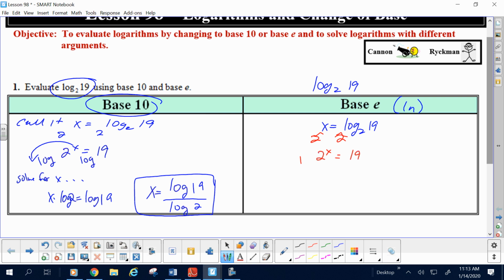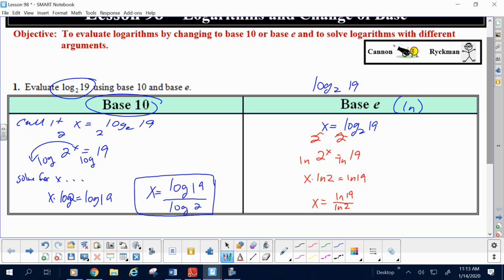So now we're going to take the natural log of both sides. Okay? Now your goal is to get x by itself. Bring the x down, so you have x times the natural log of 2 equals the natural log of 19. And then finally get x by itself. So x is the natural log of 19 divided by the natural log of 2. Yeah, that was pretty straightforward.